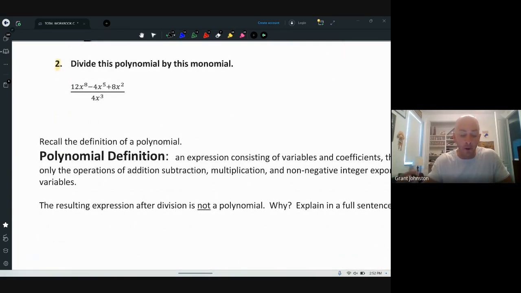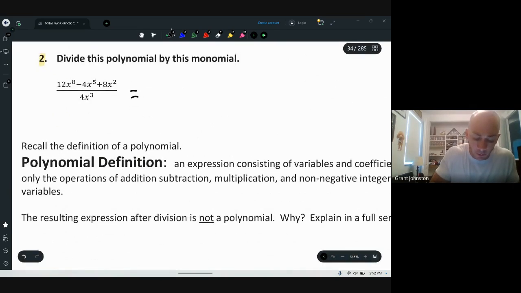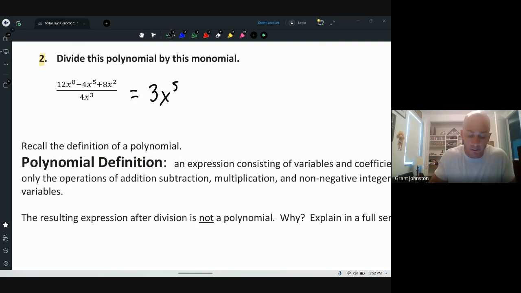So number 2, divide this polynomial by this monomial. I'm going to do this kind of quick here. 12 divided by 4 is 3. X to the eighth divided by x to the third would be x to the fifth. Negative 4 divided by 4 would just be negative 1. 5 minus 3 would be 2. And then 8 divided by 4 is 2. And then x to the second divided by x to the third. Well, 2 minus 3 is negative 1.